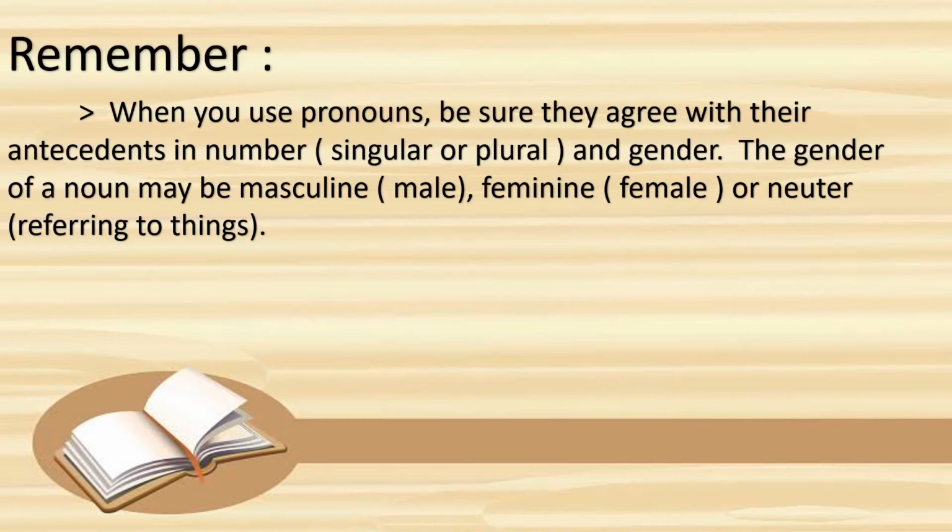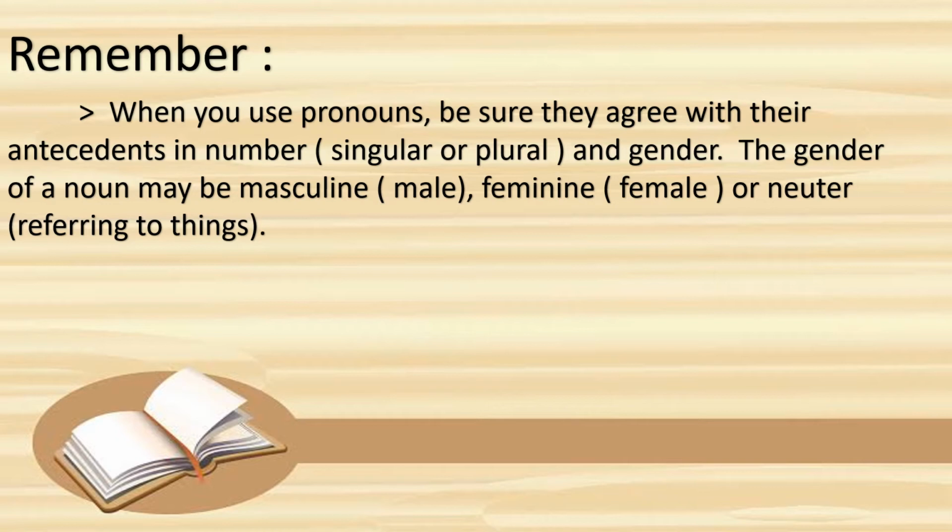Okay, in using pronouns, there are things that you need to remember. When you use pronouns, be sure they agree with their antecedents in number. A number can be either singular or plural. And then gender. The gender of a noun may be masculine, for males, feminine, for females, or neuter, for referring to things. For masculine, we have he, him, his. Then for feminine, she, her, hers.